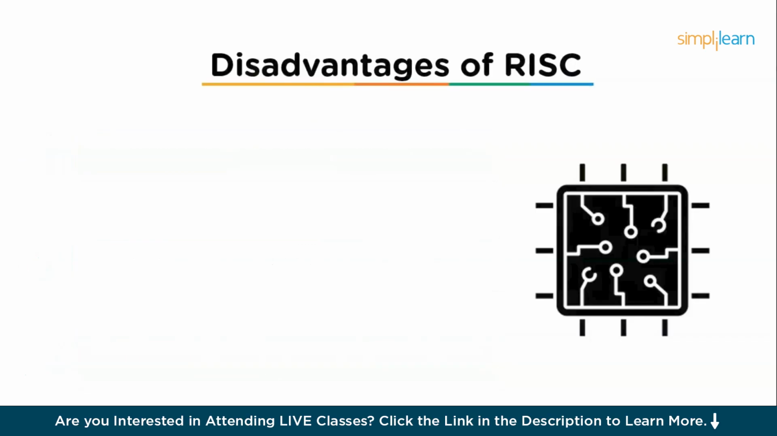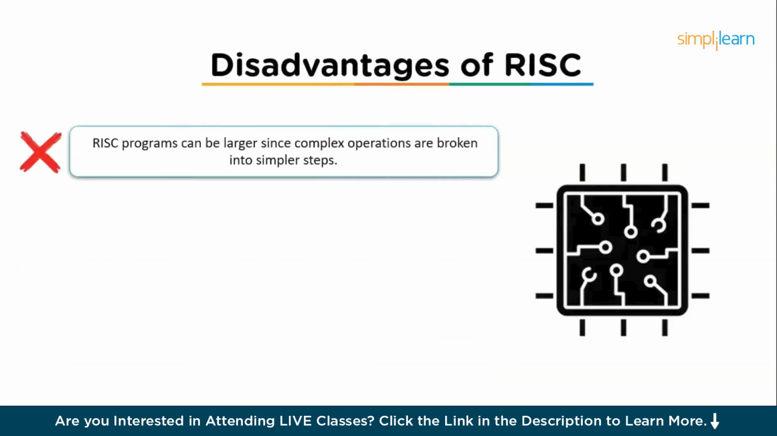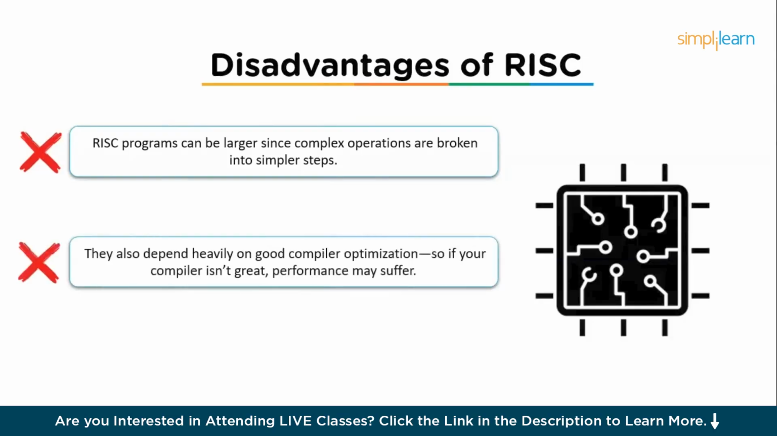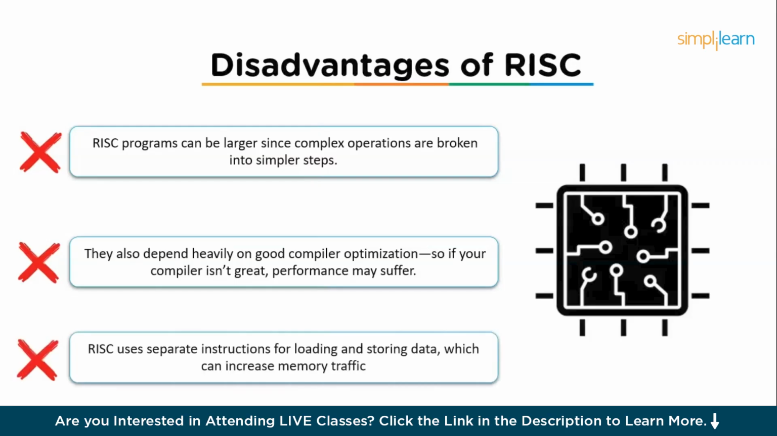Then let's understand the disadvantages of RISC. Programs can be larger since complex operations are broken into simpler steps. They also depend heavily on good compiler optimization. So if your compiler is not great, performance may suffer. And finally, RISC uses separate instructions for loading and storing data, which can increase memory traffic.